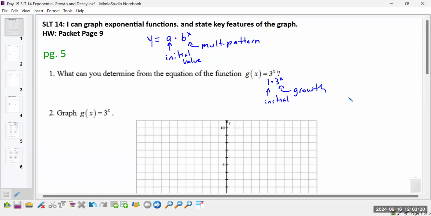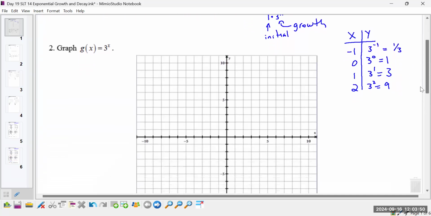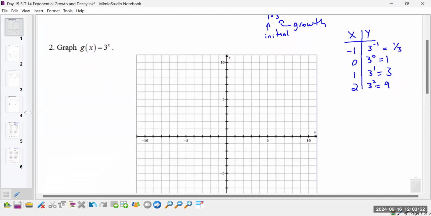So I'm going to make a table. I'm going to pick a few numbers that are positive, negative, and 0. So I'm going to go with -1, 0, 1, and 2. I'm going to start at the bottom because that's the easiest, because 3 squared is just 9. 3 to the first is just 3. 3 to the 0 is 1. And then 3 to the -1 power, I want to remember, is 1 over 3 to the first, or just 1/3. So once I have these values, I can plot them on my graph.